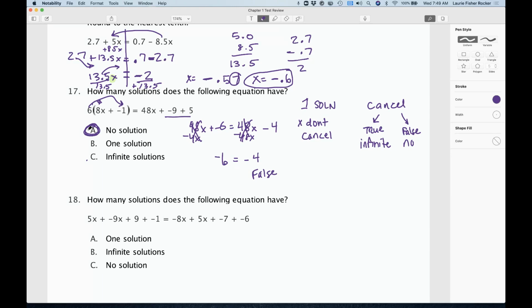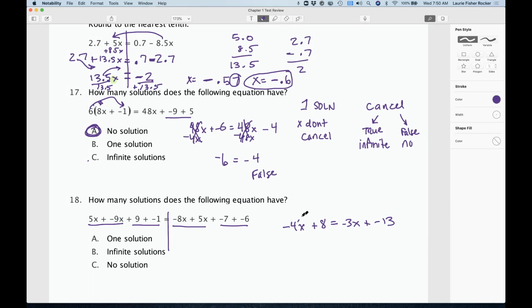Okay, 18. How many solutions does the following equation have? Wow, we got some adding like term things to do here. Okay, so that's going to be, I'm writing this over here, negative 4x. Add these like terms, plus 8 equals, add these, so negative 3x, plus add these, negative 13. So I'm just checking my work here real quick. So when I move, maybe I'll move that over there. So plus 4x, 8 equals 1x plus a negative 13.